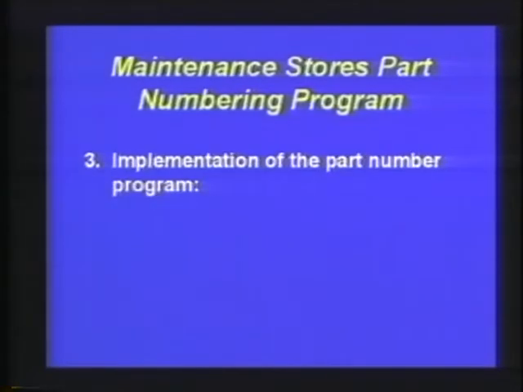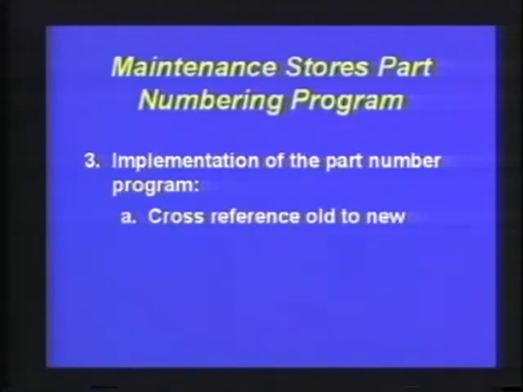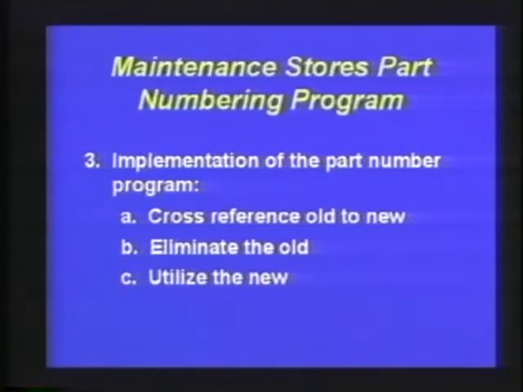And then in step number 3, we want to implement the part number program. First thing we would do is develop the cross-reference between the old to the new, and then the new to the old. And then item number 3B says eliminate the old as soon as practical. And 3C is use the new part numbering system and keep it up to date with the assistance of the new item notice program that we discussed in section number 2 of the notebook.